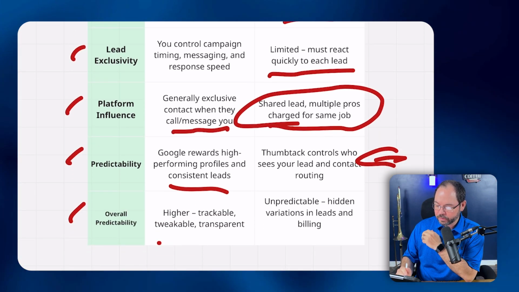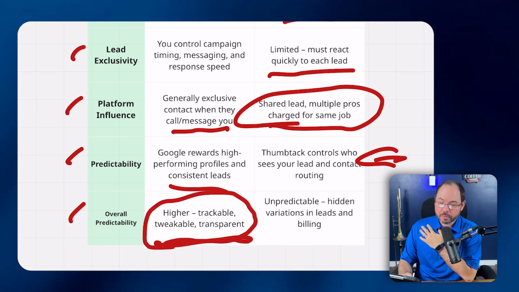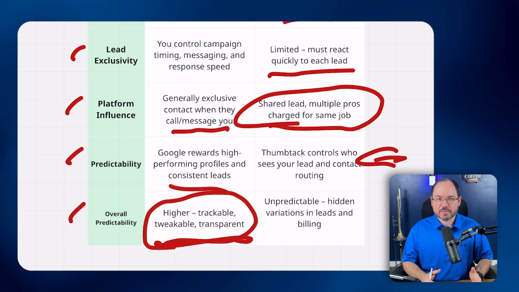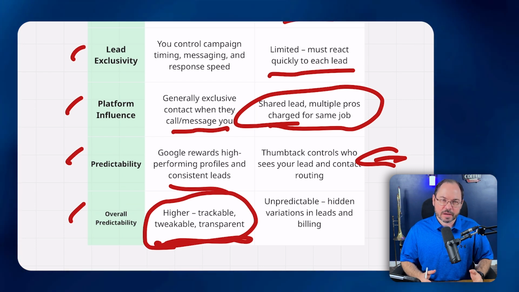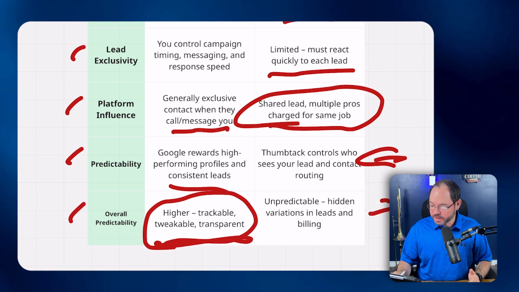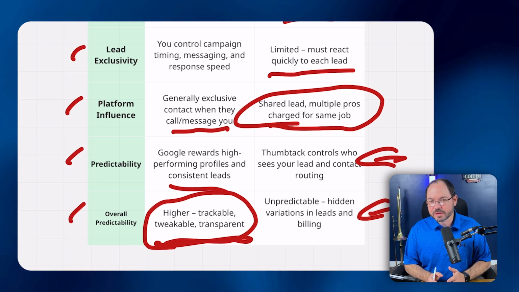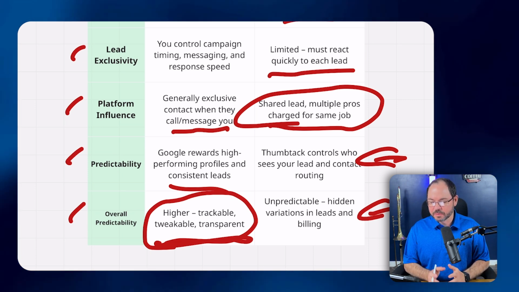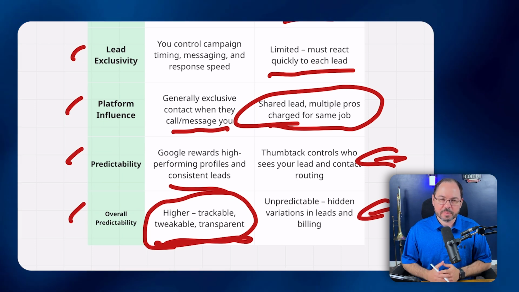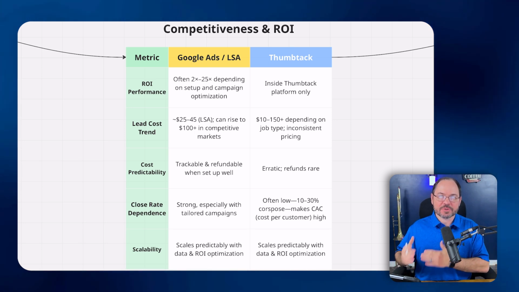Last thing, overall predictability. Once again, what kind of rules everything here is going to be Google. It's trackable, tweakable, more transparent, easier to get ROI, and easier to find the right kind of people you're looking for, so you can close more deals. It's very unpredictable when it comes to hidden costs, various leads, ghosted leads, and shared leads with Thumbtack. So keep that in mind when you're deciding between Google Ads and Thumbtack, which one's going to be better for your business.